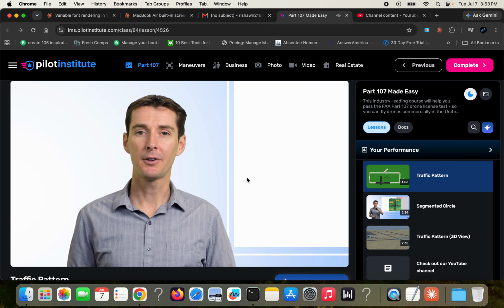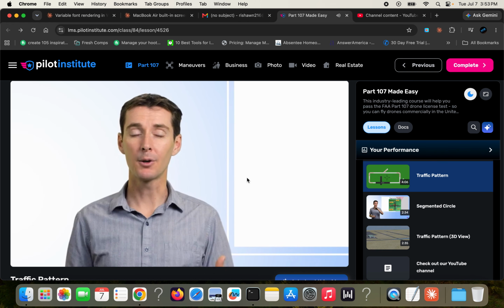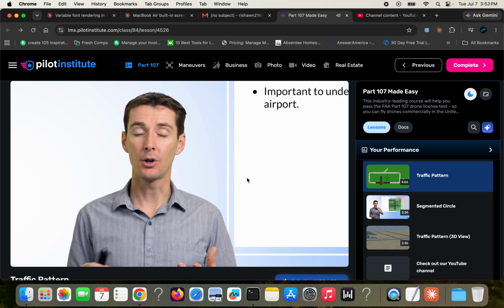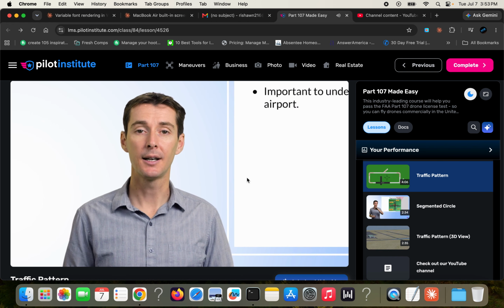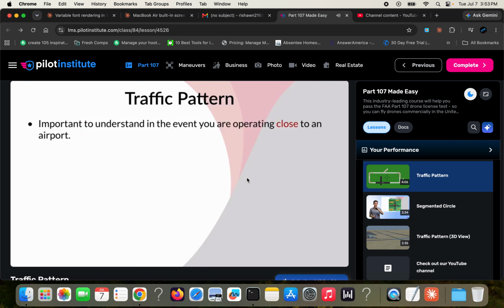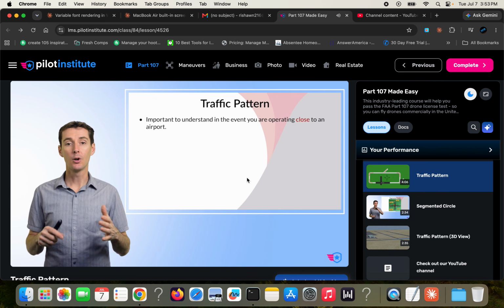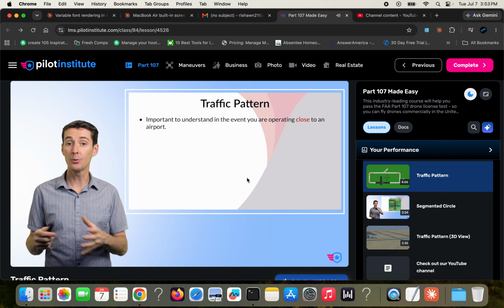This takes us to the traffic pattern. Now that we know what the runway's orientations are, we need to understand how traffic is organized at a specific airport. The reason why we're doing this is because if you start operating close to an airport, then you want to understand which way the airplanes are going to be going and which way they may be going over your area where you may be flying.